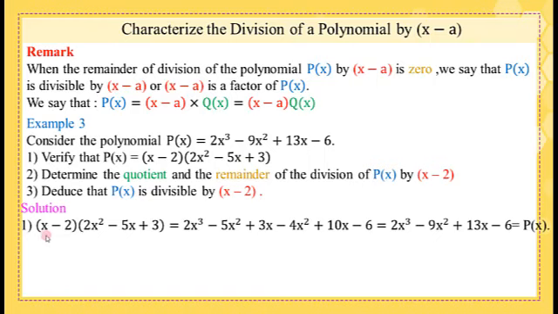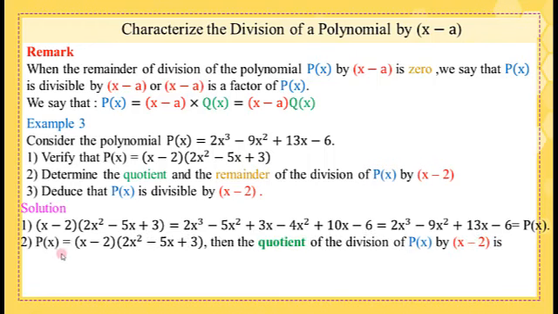Solution: let's multiply parentheses x minus 2 by 2x squared minus 5x plus 3. X multiplied by 2x squared equal 2x cubed. X times minus 5x equal minus 5x squared. X times 3 equal plus 3x. Minus 2 times 2x squared equal minus 4x squared. Minus 2 times minus 5x equal plus 10x. Minus 2 times plus 3 equal minus 6, which is equal to 2x cubed minus 9x squared plus 13x minus 6, which is equal to p of x.